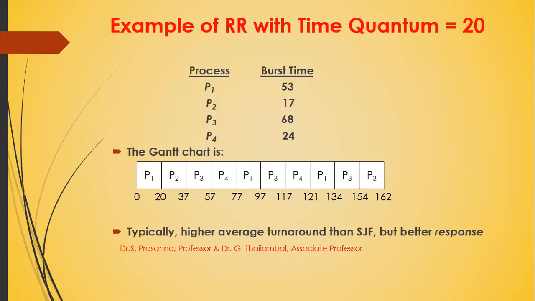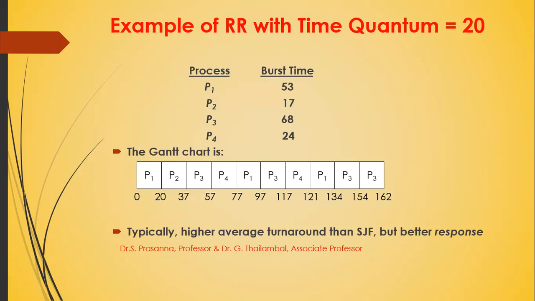Example of round robin with time quantum 20. P1 has a burst time of 53. At the 0th millisecond, P1 gets started, but the time quantum is 20, so only 20 milliseconds will be executed by P1. After 20, P2 gets executed. It stops after 17 milliseconds itself, so at the time of 37, P2 is done.